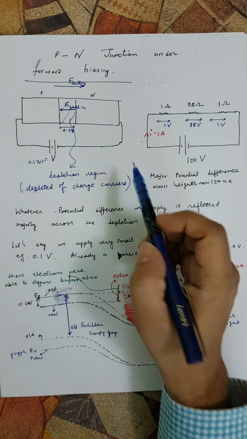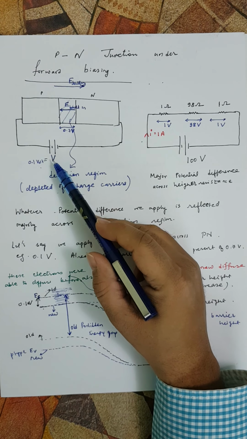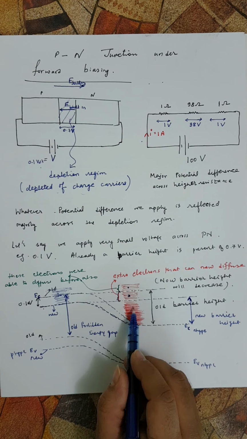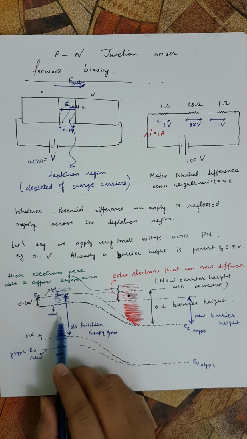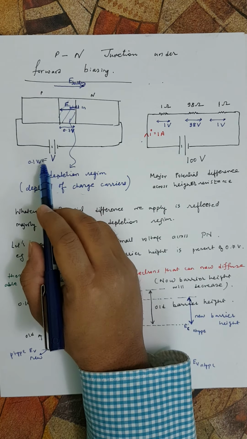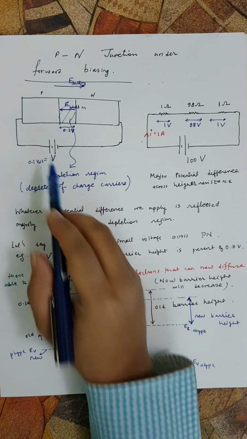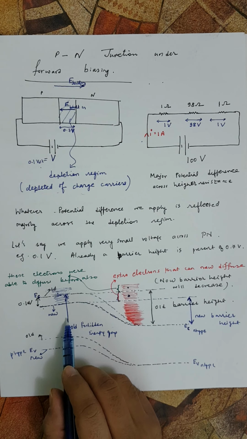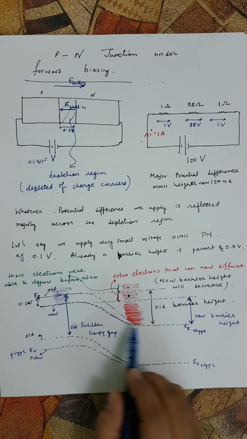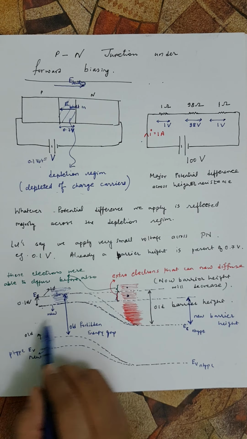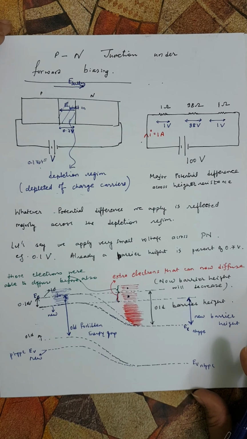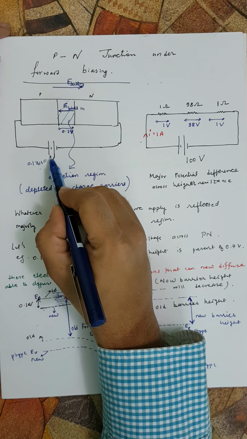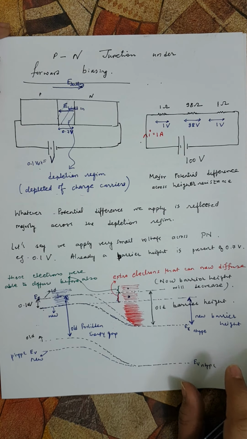Now what if we apply 0.2 volt instead of 0.1 volt? Then the barrier height will decrease even further, and these electrons will also be able to diffuse here. As we keep on increasing the applied voltage, this comes down, and the energy difference between the EC of the p type and the EC of the n type becomes very small. And so lots and lots of electrons are able to diffuse, and this gives rise to a very large diffusion current. So as the external applied voltage is increased, it gives rise to a very high diffusion current.